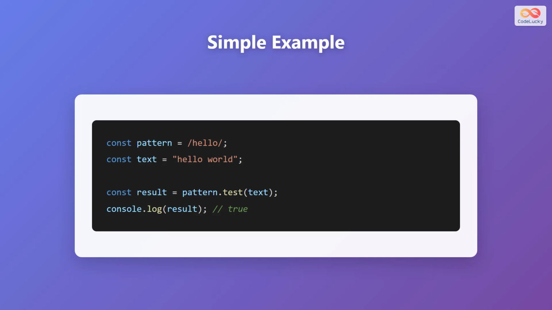Here's a simple example to illustrate how the test method works. First, we define a regular expression pattern to search for the word hello. Then we define a text string that contains the phrase hello world. Finally, we use the test method to check if the pattern exists in the text. As hello is present in hello world, the method will return true. The console log statement will therefore output true.